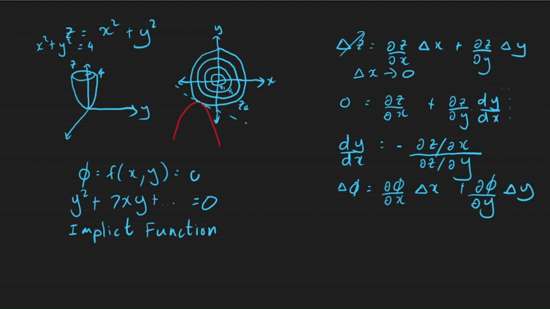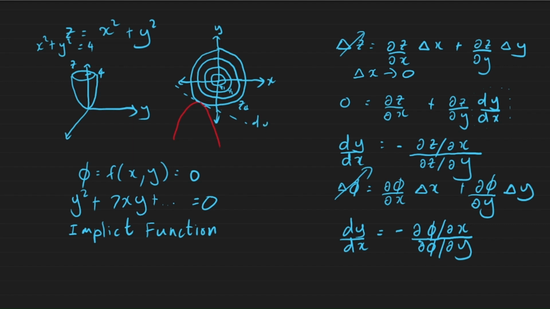But since φ is equal to 0, just like z was a constant value, the differential is 0. It's the same with φ as well. So the same equation repeats itself with respect to φ. So we would get dy/dx is equal to minus ∂φ/∂x divided by ∂φ/∂y.